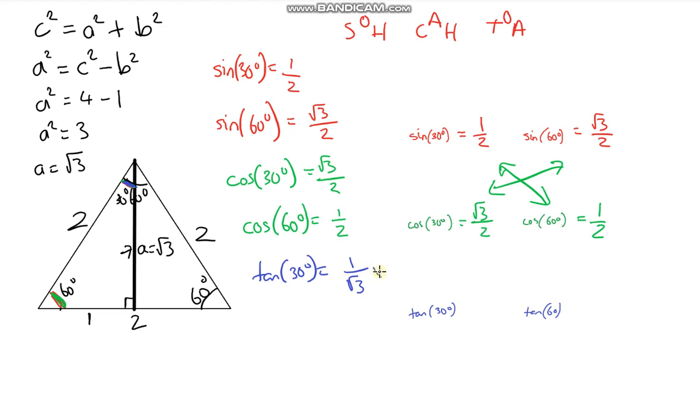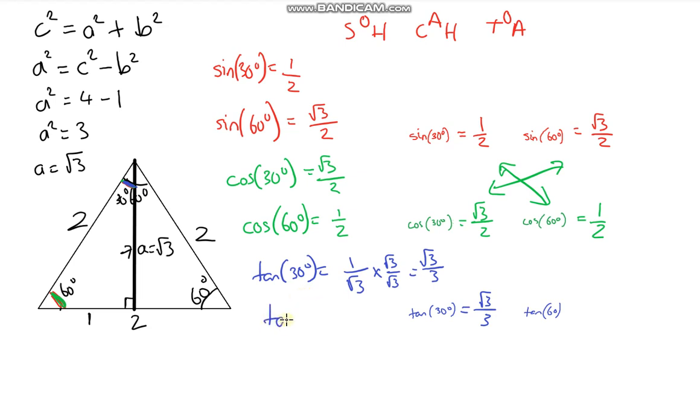To rationalise it, I just multiply by root 3 over root 3. 1 times root 3 is root 3, and root 3 times root 3 is just 3. So a tan of 30 degrees is root 3 over 3. If you did put 1 over root 3, that's not wrong, but it's much nicer in this form. Okay, and you'll see why later.